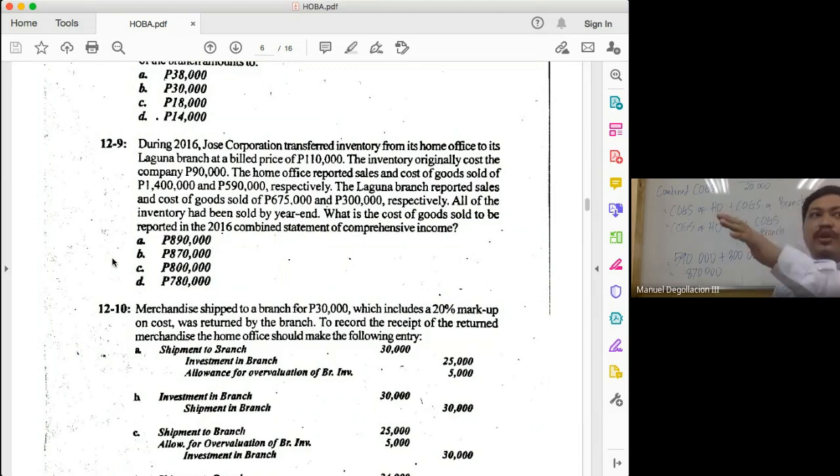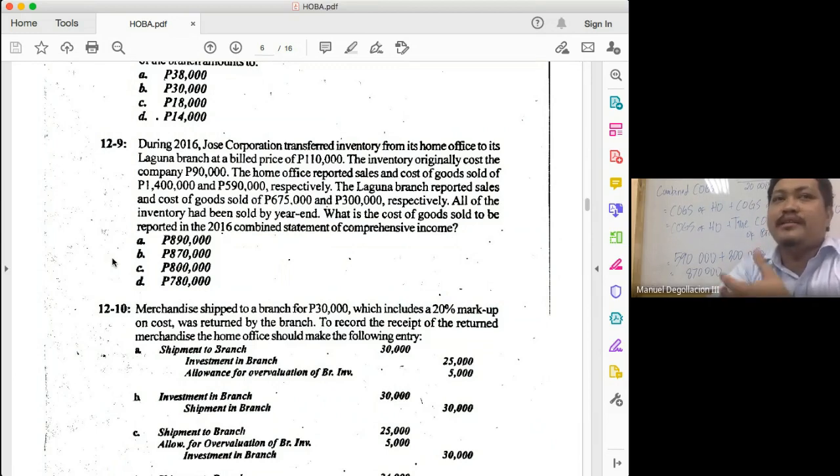If you have beginning inventory coming from the home office, if you have ending inventory for goods coming from the home office, can we expect the markup on your cost of goods sold to be the same as the markup on your shipments? The answer is no. So again, why are we deducting the 20,000? We are deducting the 20,000 not because it is the markup on the shipments, but because it is the markup on your cost of goods sold, on the branch cost of goods sold. I hope you understand.